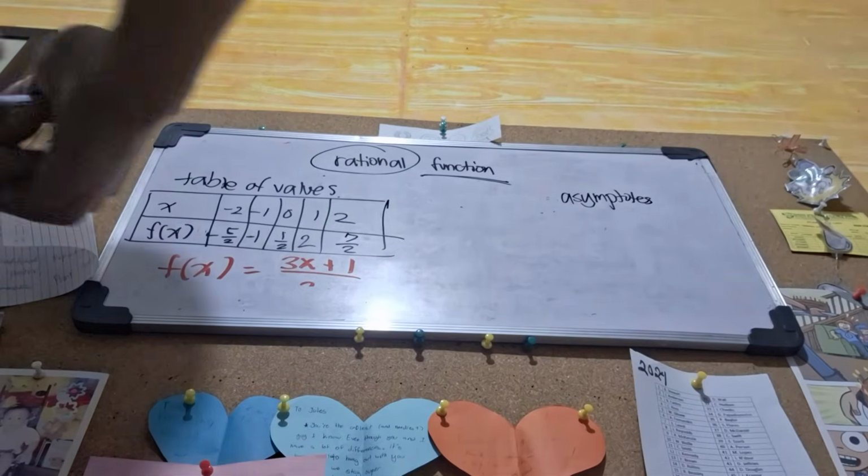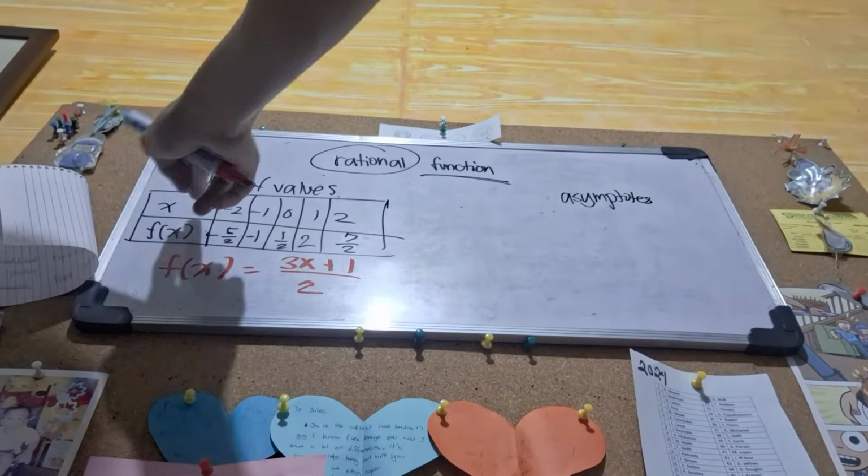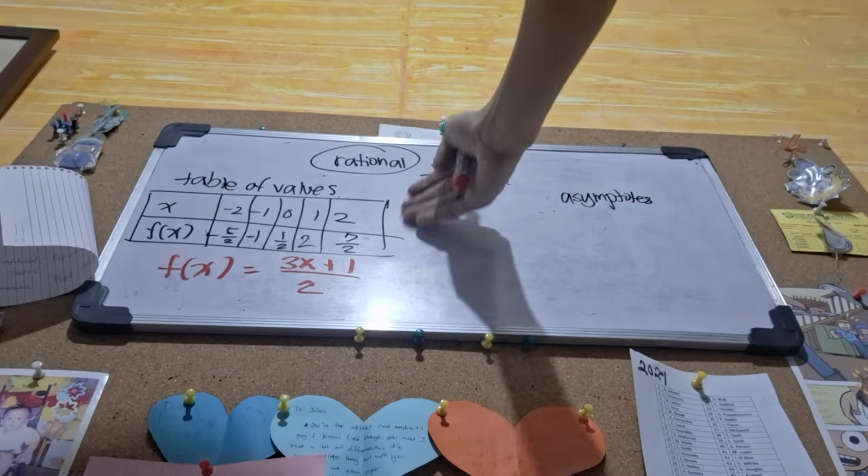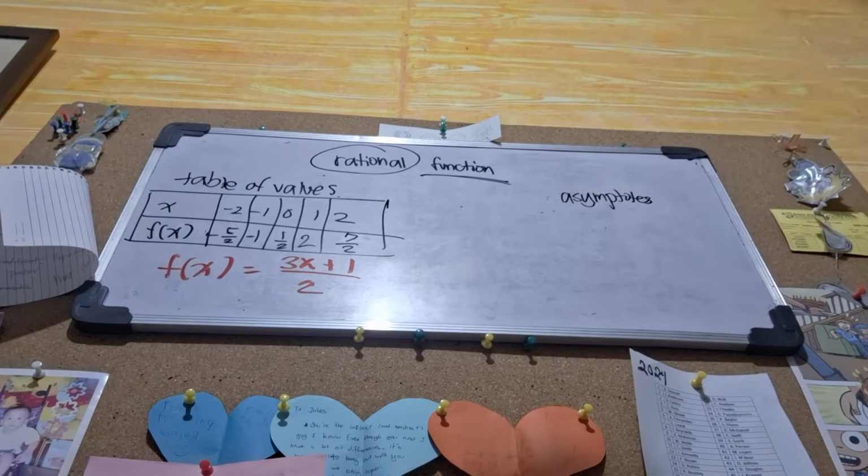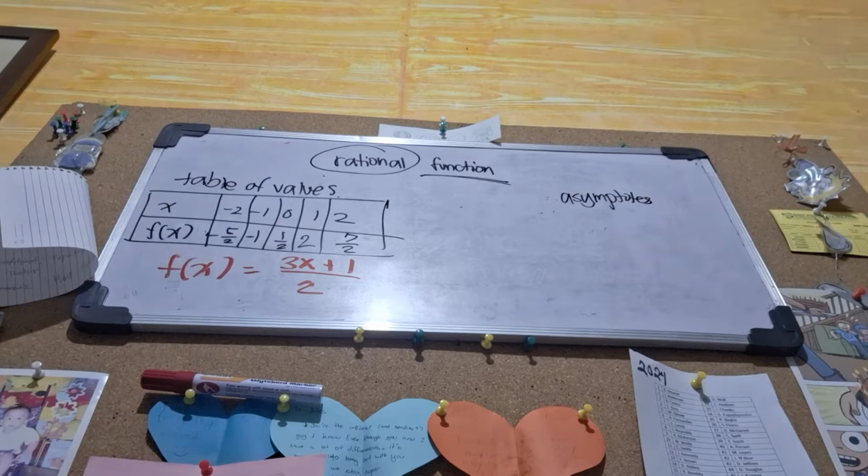And that's it. That's your table of values. You can have 3 of these, 10 of these over here, but for the standard one, we're just going to use 5.